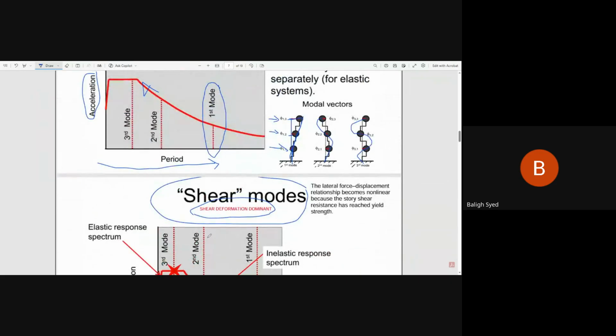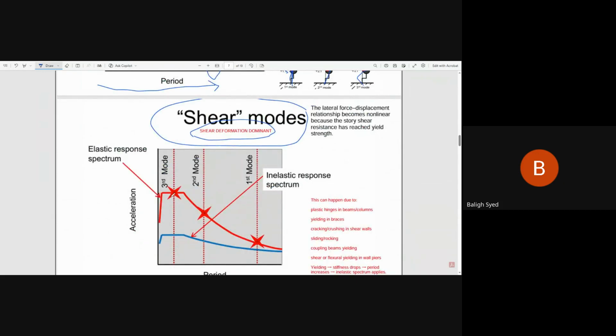Okay, makes sense. And then what happens when the lateral force displacement relationship becomes non-linear, because the story shear resistance has reached yield strength? If you come here, you see the design acceleration is right here, but we force the system. I told you, if we divide by the R for the base shear, then we are kind of forcing the system to yield. It should go into some kind of deformation, right? Why? Because we want some kind of ductility in the system. We want to dissipate the earthquake induced energy by displacing the system. That's the only reason, right?